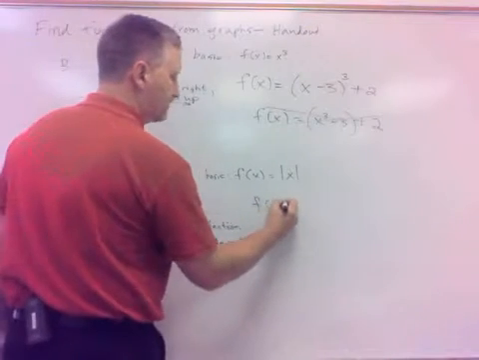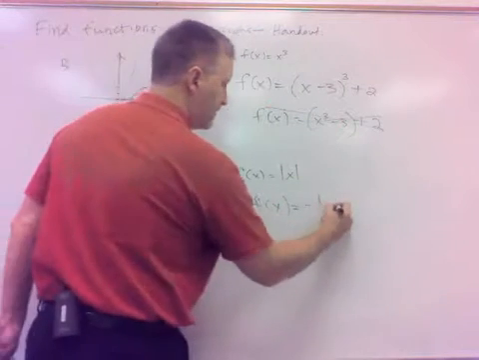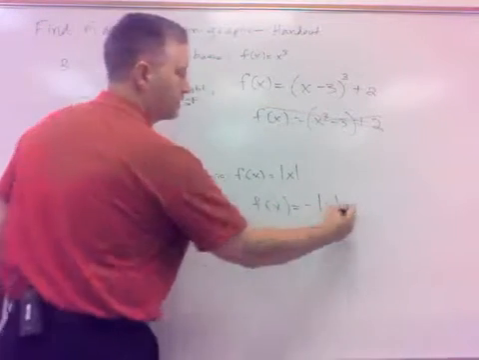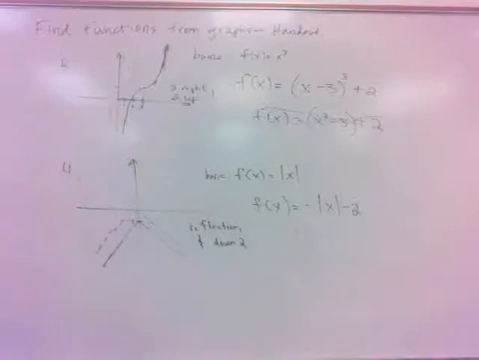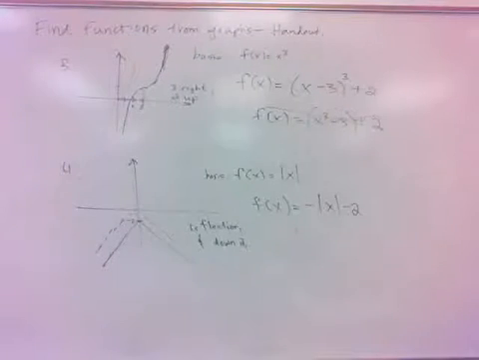And so that would be f of x equals the reflection. How do I get it? Put a minus in front. Down 2, a minus 2 on the outside. Is that okay?